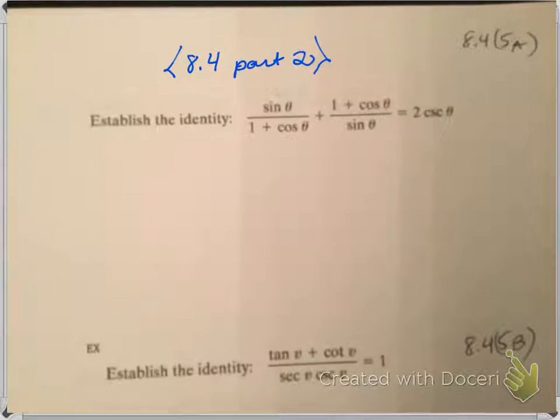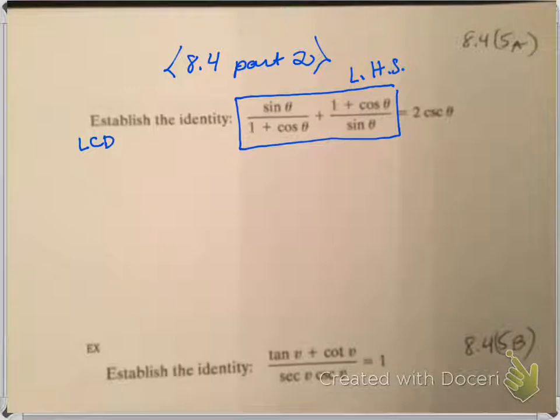Okay, so if I look at this one, establish identity, the left-hand side, which is sine theta over 1 plus cosine theta, plus 1 plus cosine theta over sine theta, is the hardest of the two sides. So this is the left-hand side. Our goal is to make the left-hand side look like the right-hand side. So how do we do that? I would first try finding a common denominator. So the least common denominator for this particular identity is sine theta times 1 plus cosine theta.